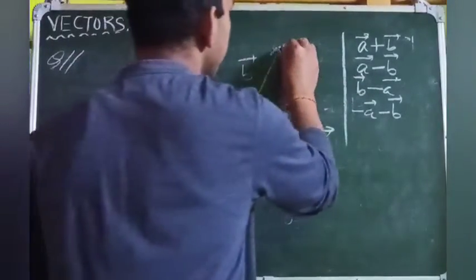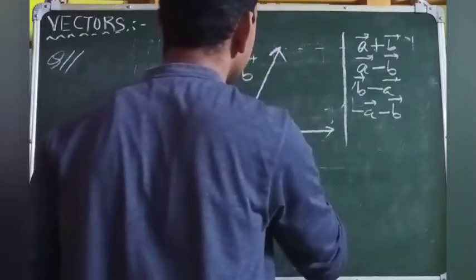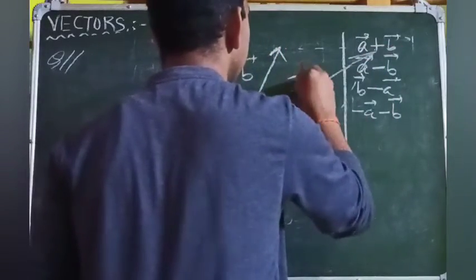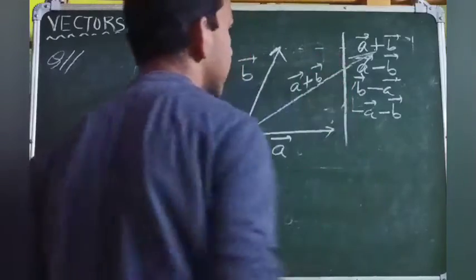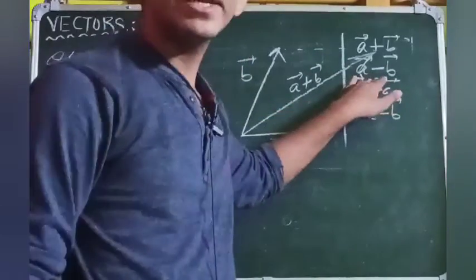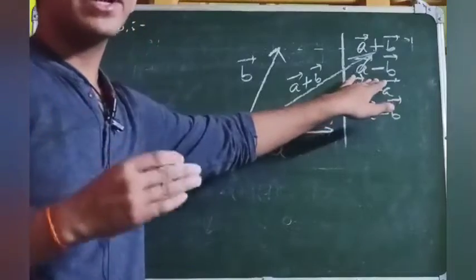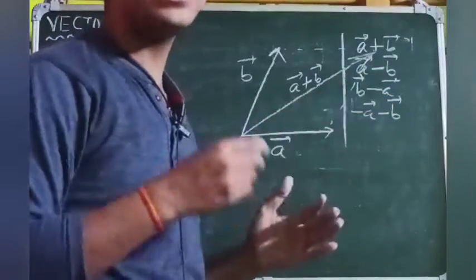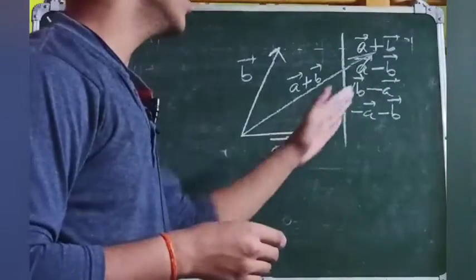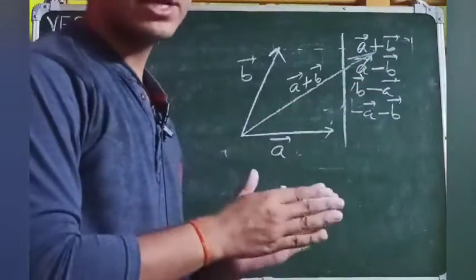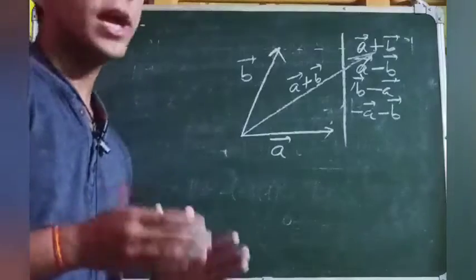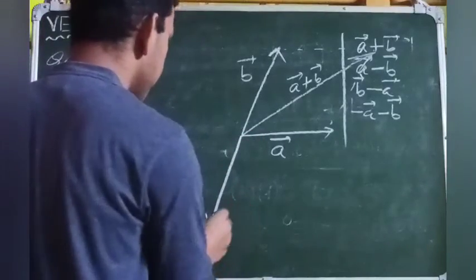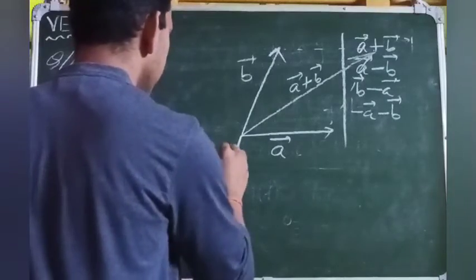Now we know simply that if we complete this parallelogram, this is going to be a vector plus b vector. Now a vector minus b vector is basically a vector plus minus b vector. That means the resultant of a vector and minus b vector. So in order to find the resultant of a vector and minus b vector, we have to draw minus b vector, which is going to be this vector. This vector is minus b vector.